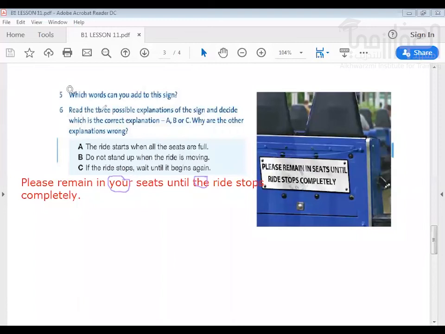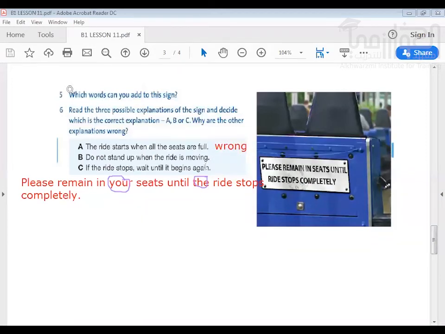Now, read the three possible explanations of the sign and decide which is the correct explanation, A, B, or C. Why are the other explanations wrong? So here, when you read, we have: please remain in your seats until the ride stops completely. When you look at the answers, A says the ride starts when all the seats are full. This is not what the sign is saying. It says you should sit down until the ride stops before you get up from your seat. It doesn't say the ride starts when all the seats are full. So this is wrong.